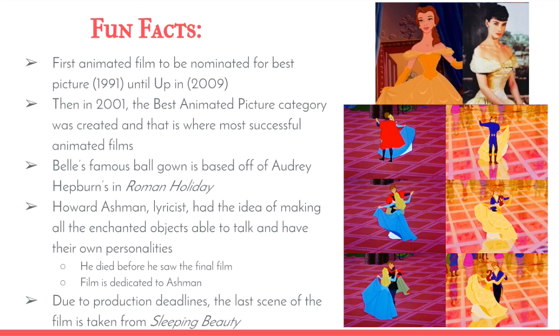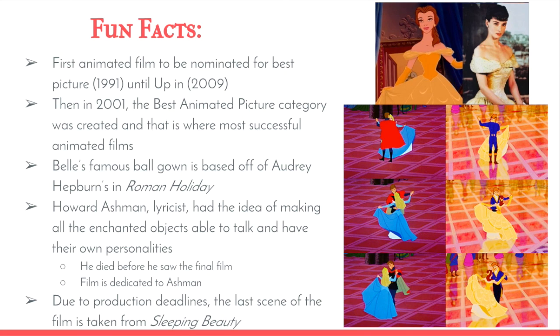So, last thing that I want to bring up, just some more fun facts, even though I'm sure you're probably sick of them by now. So, Beauty and the Beast was actually the first animated film to be nominated for Best Picture in 1991, up until 2009. Disney was actually failing up until The Little Mermaid. The Little Mermaid kind of fueled the success for Beauty and the Beast as well. So, animation continued to grow at that point.